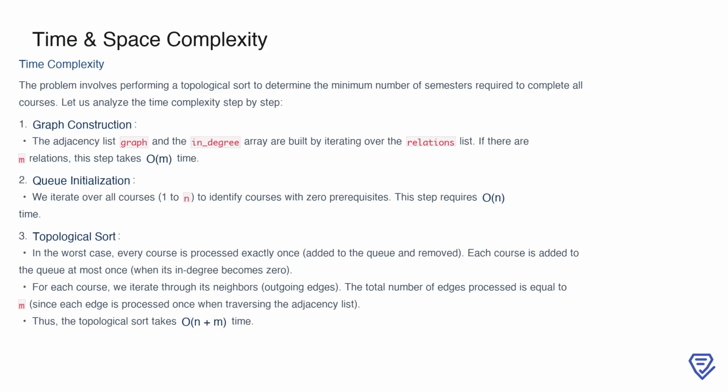Finally, the topological sort processes each course exactly once, adding and removing it from the queue only when its in-degree becomes 0. For each course, we traverse its outgoing edges, which collectively amount to m edges being processed during the traversal. This step has a time complexity of n plus m, as we handle both the nodes and edges in the graph. Altogether, these 3 steps form the foundation of the algorithm's time complexity.